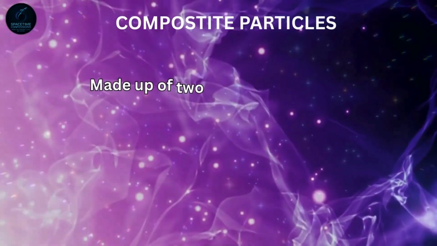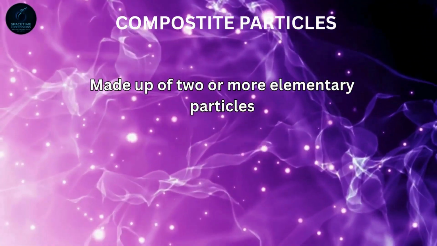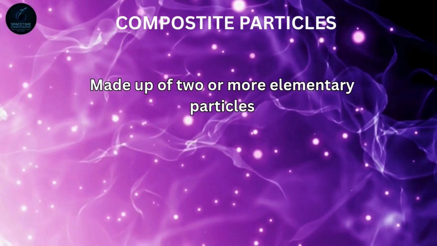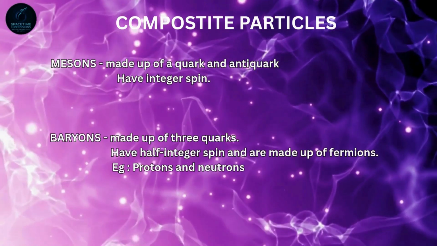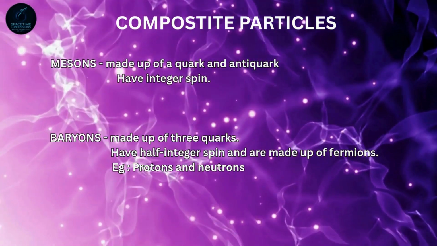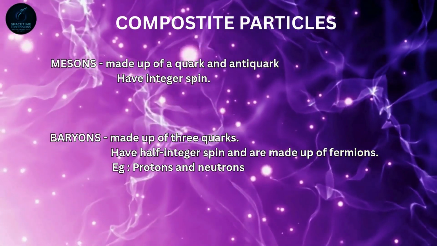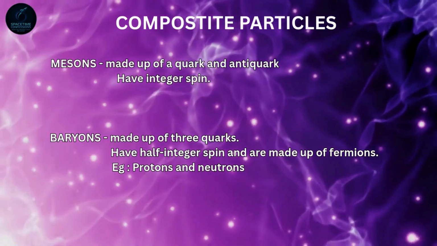When quarks and other particles come together, they form composite particles, structures more complex than their elementary parts. There are 2 main types. Mesons, made of a quark and an antiquark. Baryons, made of 3 quarks, like protons and neutrons. These are fermions. These composites are how the universe builds structure, from the tiniest atoms to the biggest stars.